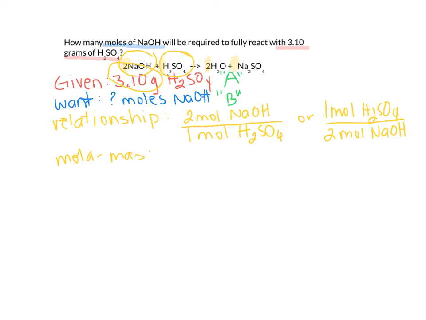Because we are converting within the same substance, we're just talking about H2SO4. So we want to take that 3.10 grams of H2SO4 and convert it to moles. To do that, we need the molar mass. So I'm going to find out the molar mass of H2SO4 off the periodic table. Remember, hydrogen weighs 1.01 straight off that periodic table, times 2 because there's 2 of them here. S weighs 32.1, and there's only 1. And oxygen weighs 16, and there's 4 of them.